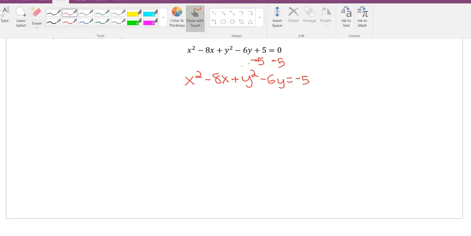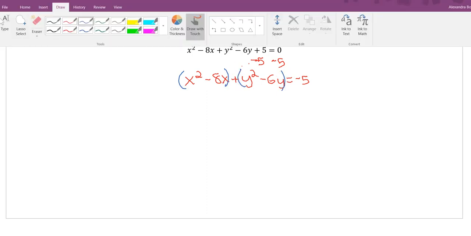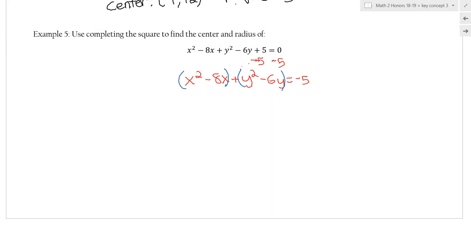Again, we're going to group our x's and our y's. These ones are already together. And then we take our x number and divide it by 2. So -8 divided by 2 squared equals -4 squared, and -4 squared is 16.